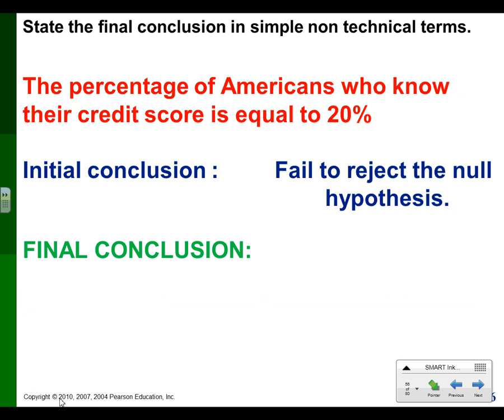Here we go. This one. The null hypothesis and the alternative hypothesis. Percentage of Americans, now don't write this down again, just watch for a moment. The percentage of Americans who know their credit score is equal to 20%. What's the null?